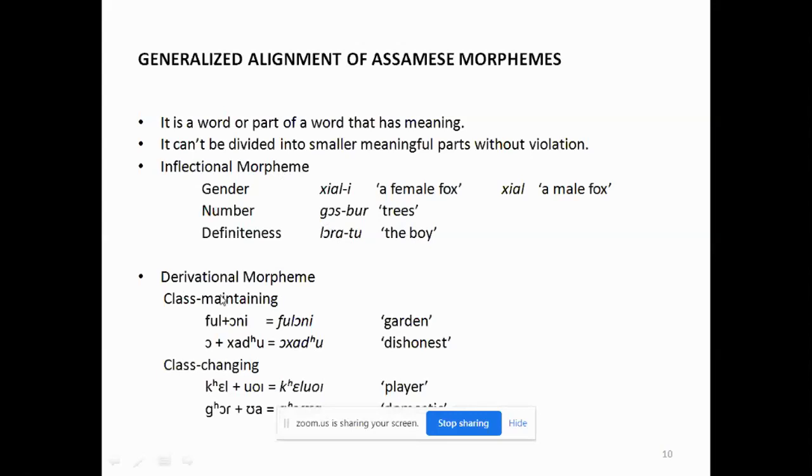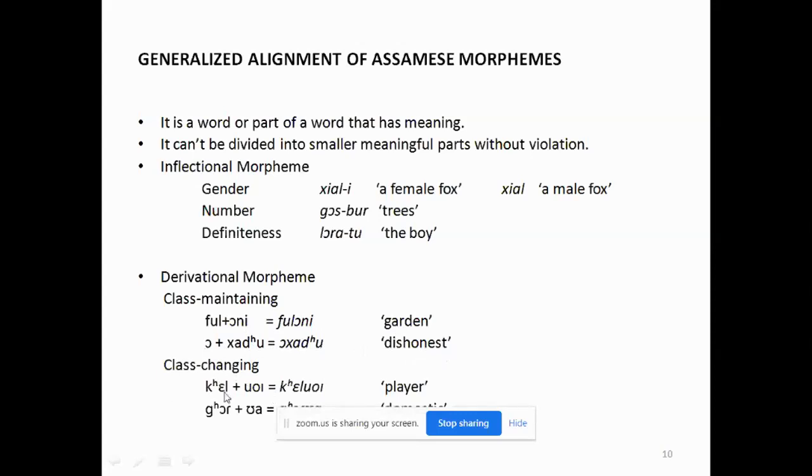And the derivational morpheme, there are two types of derivational morphemes. We know class maintaining and class changing. The word fuloni: ful means flower, and the suffix oni is added to the root to form the word fuloni, that means garden. And the word okhadhu in Assamese, o is a prefix. The prefix is added to the root form hadhu to create the word okhadhu, meaning dishonest.